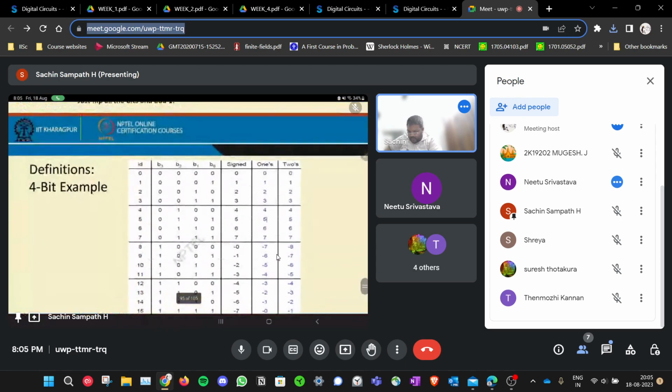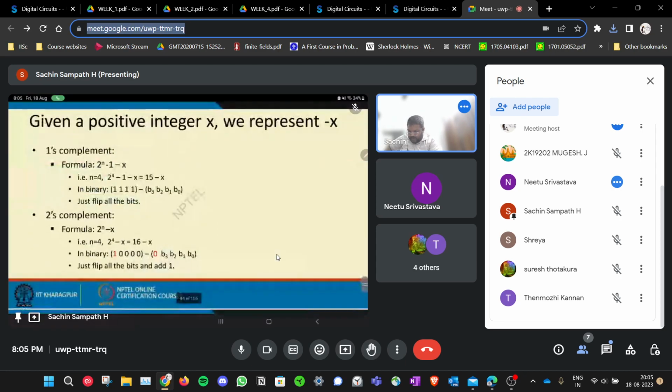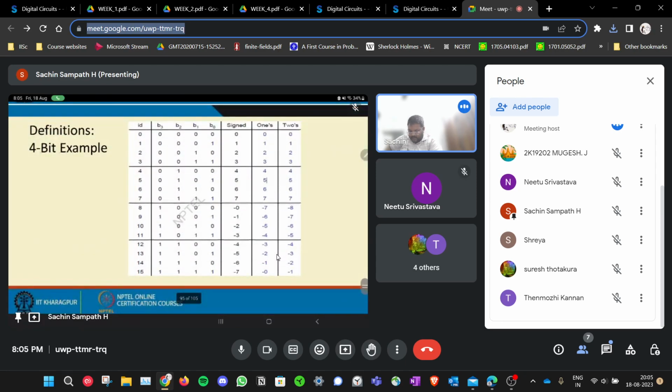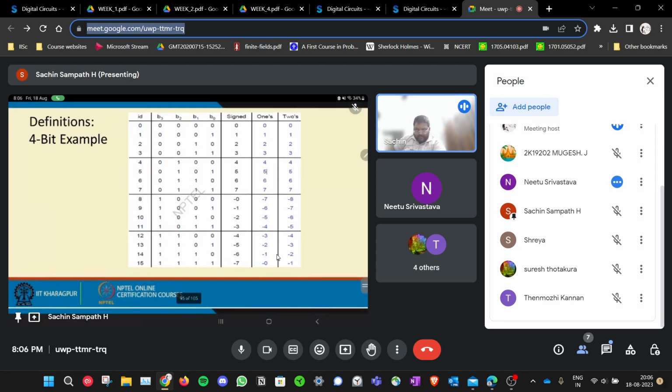See, what is this? See, signed, ones, and twos, and these are the representations. Zero also has a representation in ones and twos complement representation. They have given the representation for positive numbers also. So positive numbers are just the same in all three ways of representing a number. But when you are representing negative numbers, the way you do it is different in different systems.